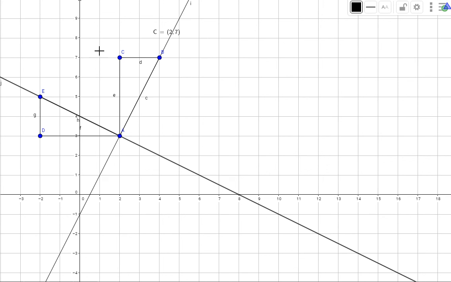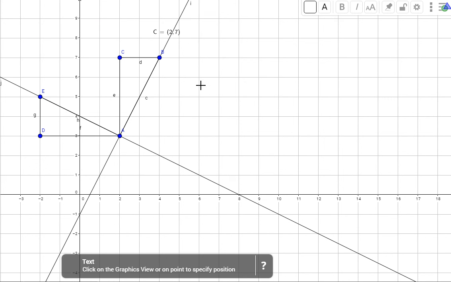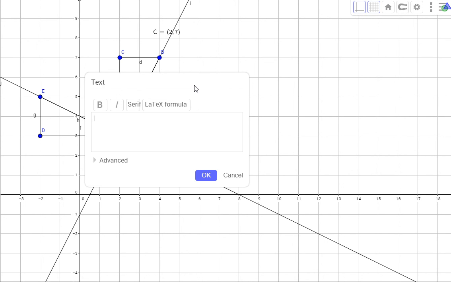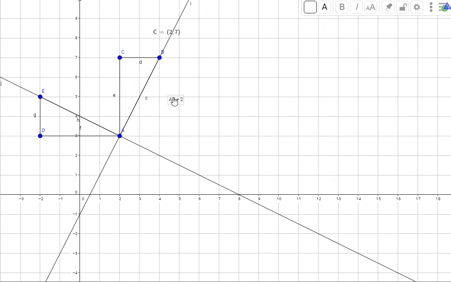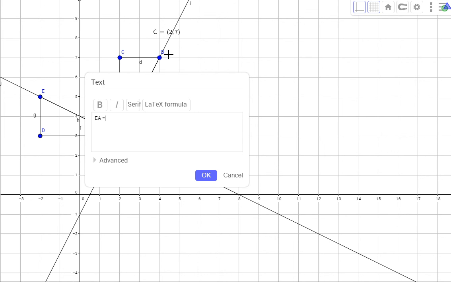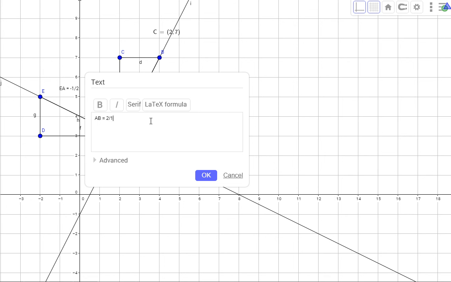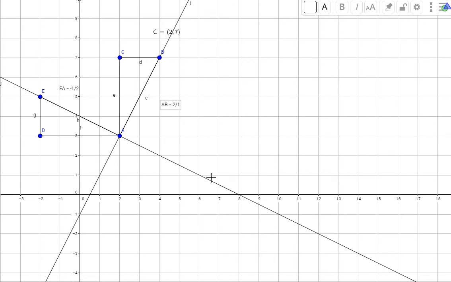And we have our slope here, which, let me just put in a little text box here. So AB equals 2, so that's my slope for AB. And then EA equals negative 1/2. Okay. It might even be better to say that this one is 2 over 1. So you notice that there's similar numbers. We've got negative 1 over 2 and positive 2 over 1.